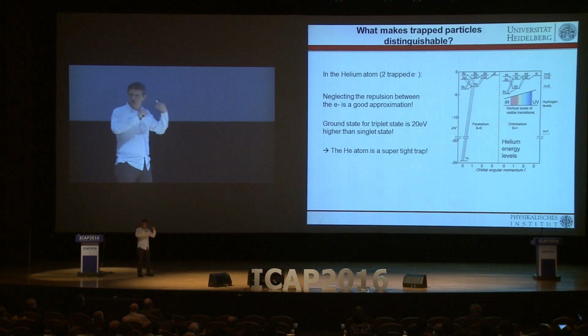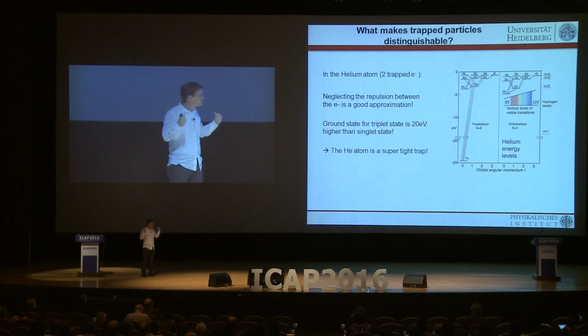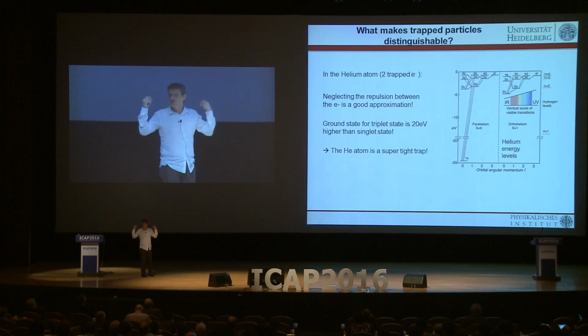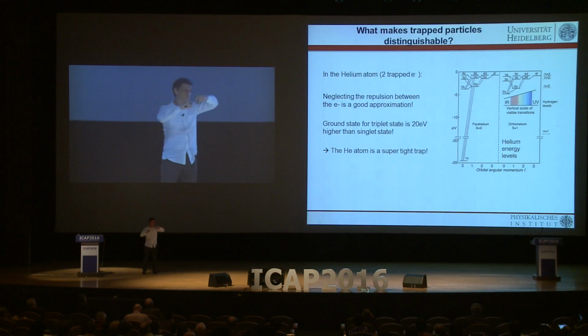So in the helium case, which is also two trapped charged particles, this effect of indistinguishability of the two electrons is an enormous one. And that's very different for an ion trap, simply because the helium atom is a super tight trap for charged particles, if you want. That's why this really happens, and there's a very large overlap of the two electrons.